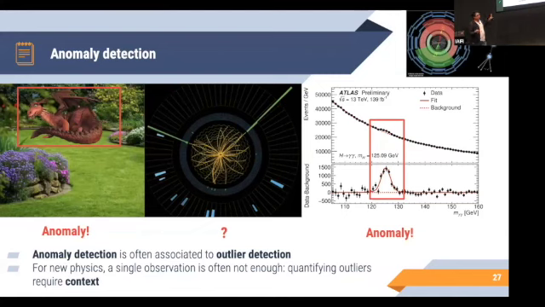And that's the idea of anomaly detection. So I want to find anomalies within my data sets, which means that I want to find things that are not looking like the standard model of particle physics.